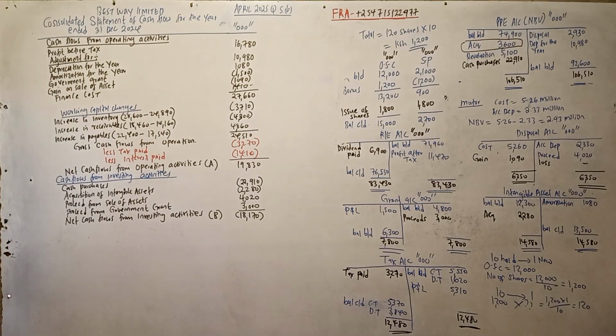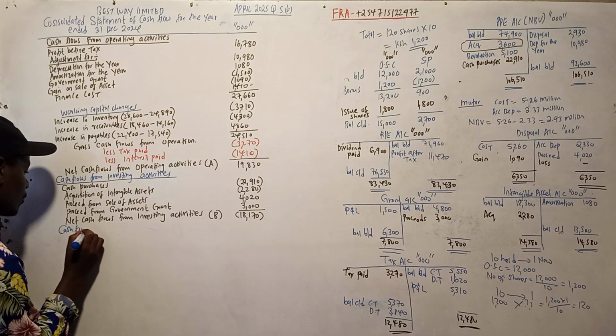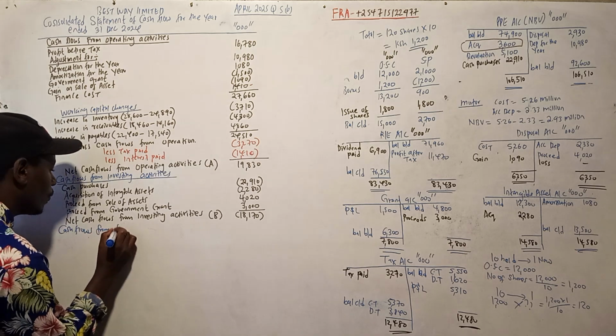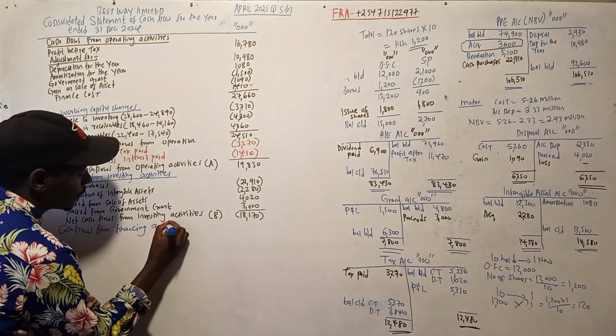Then you go to C. The C is the cash flows from financing activities.